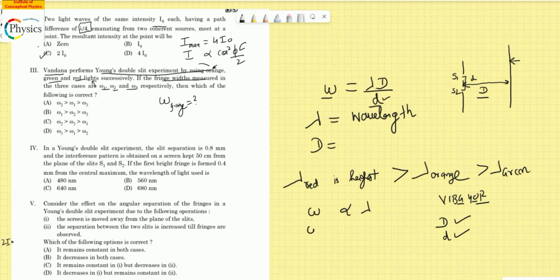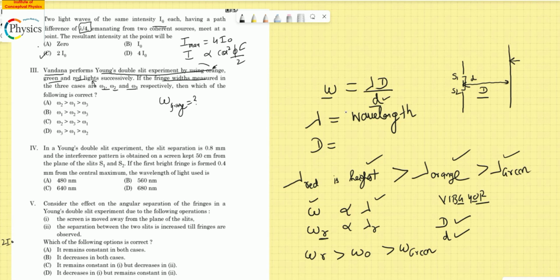The first wavelength she uses, for example, is red. She will get a red colored fringe of width omega R, and it is dependent on the wavelength of the red light. So you can see it is directly proportional: the fringe width is proportional to lambda. The bigger the lambda, the bigger the fringe width. So you can clearly articulate that since lambda R is greater than lambda orange is greater than lambda green, therefore omega R is greater than omega orange is greater than omega green.